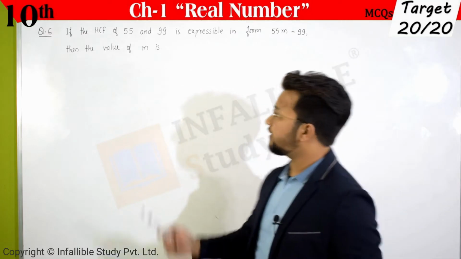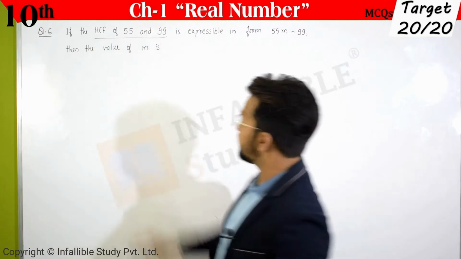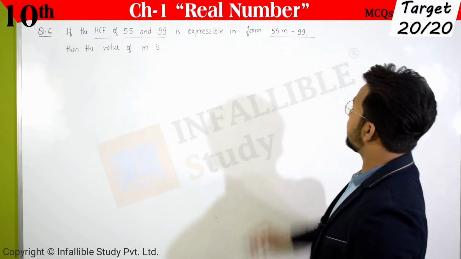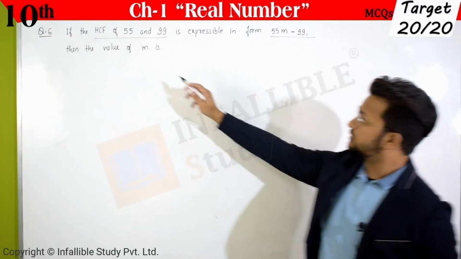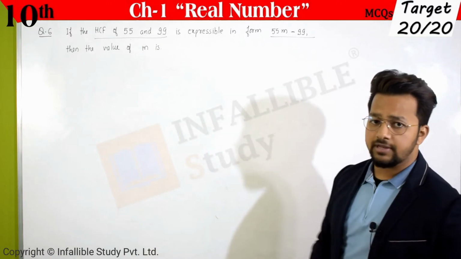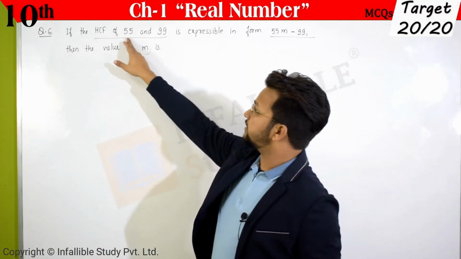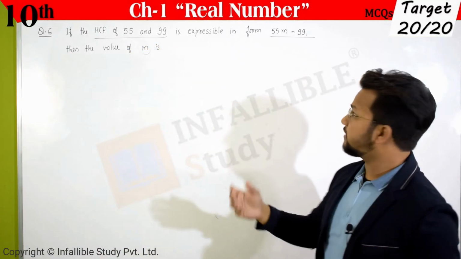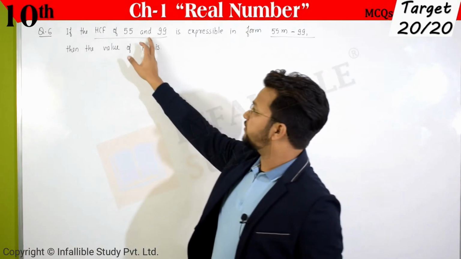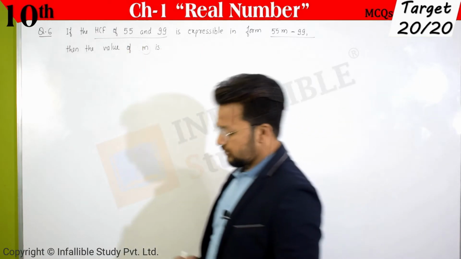This question says that if the HCF of 55 and 99 is expressible in the form of 55m minus 99, it means the HCF of 55 and 99 is exactly equal to this. Then find the value of m. The question directly says that the HCF of 55 and 99 is exactly equal to 55m minus 99. So first of all we need to find the HCF of both these numbers and put it equal to this. So let's find it out.